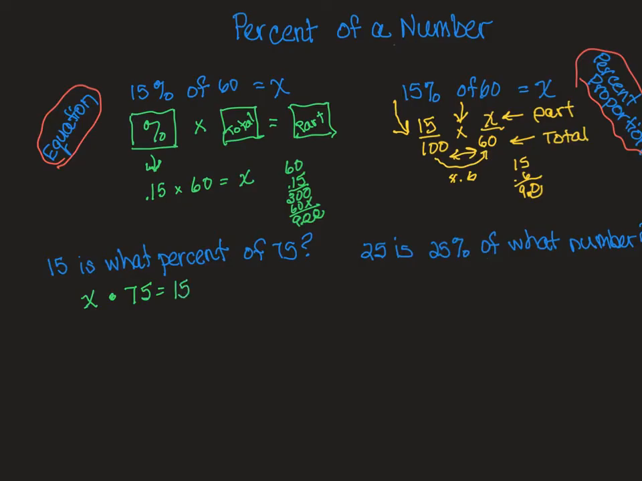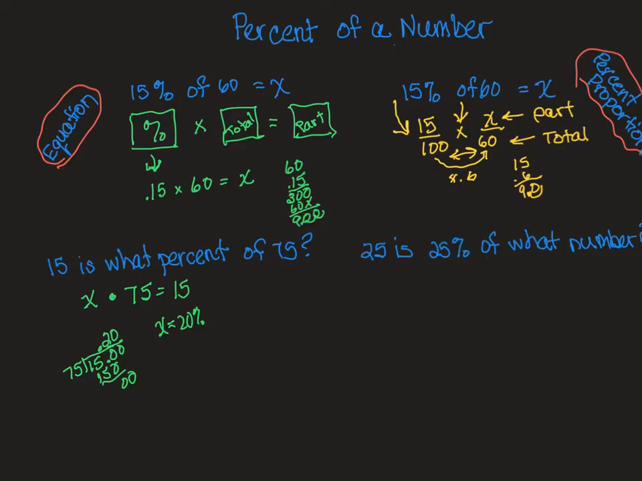I still have the percent times the total equals the part, which is 15. So this goes back to what I know about finding the missing multiplier. If I'm finding the missing multiplier, I'm taking the multiplier I have and dividing it into the total. In this case, I'm going to get 0.20. And so then I know that x equals 20%, because 0.20 is 20 out of 100, which is 20%.